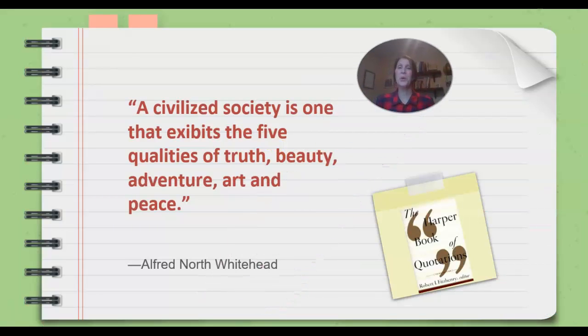And here we come to our quote section. A civilized society is one that exhibits the 5 qualities of truth, beauty, adventure, art, and peace. And that was said by Alfred North Whitehead. And again, that's not a true definition of society. I just want to make that clear. That's just a quote given by this man talking about a civilized society.